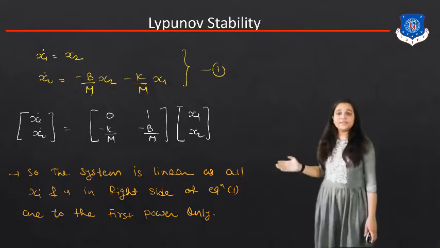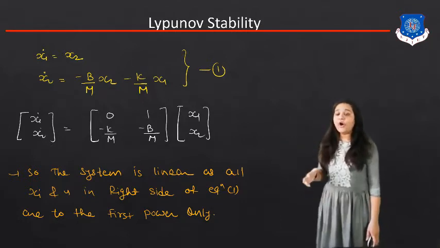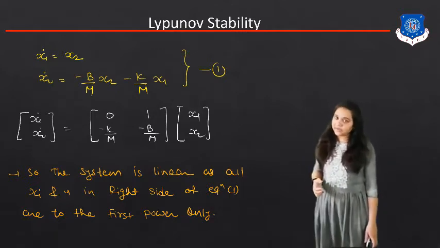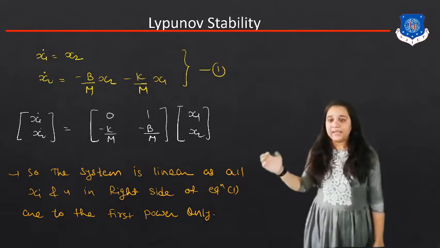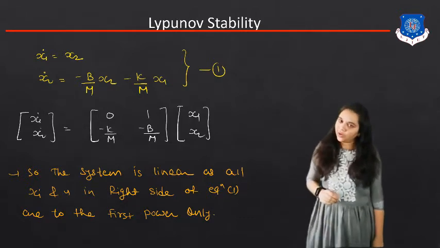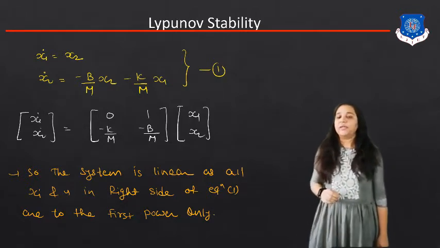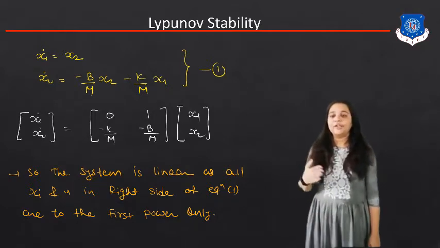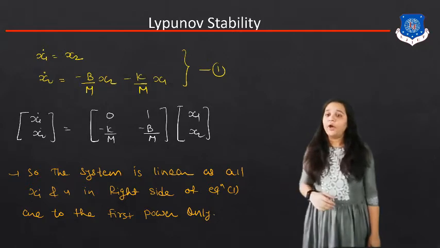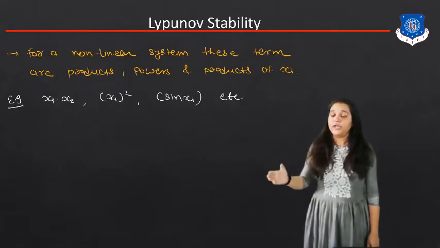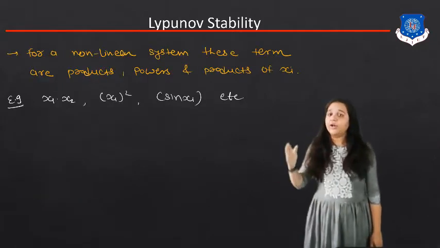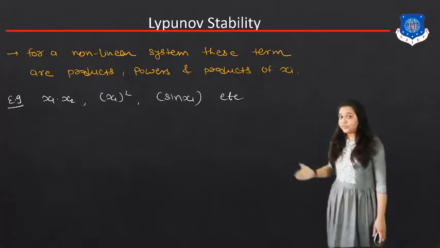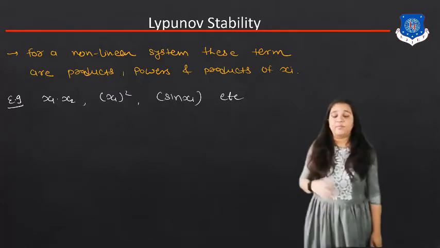So the system is linear as all the values of x1 dot and u on the right side of the equation are to the first power only. So using the Lyapunov stability, we have to identify whether the system is linear or non-linear, and whether it is stable or unstable. For a non-linear system, these terms are in product form, powers form, or product of x and b.